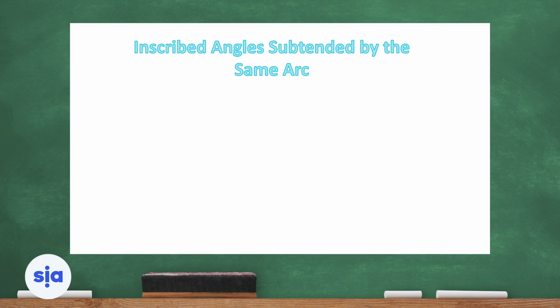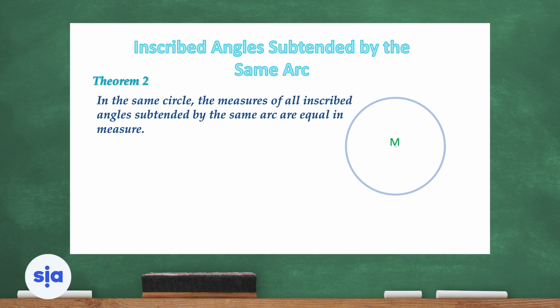Today we'll be learning about inscribed angles subtended by the same arc. Let's start with the theorem. In the theorem it says, in the same circle, the measure of all inscribed angles subtended by the same arc are equal in measure.